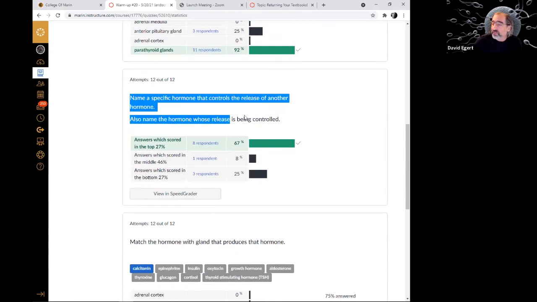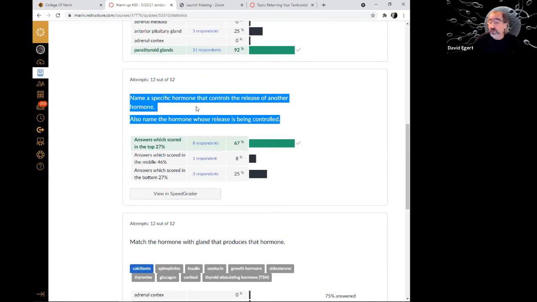This one said to name specific hormones. So tropic hormones, hormones that control the release of other ones. We looked at a bunch of these. They were actually all from the anterior pituitary. There was thyroid stimulating hormone, which talks to the thyroid gland to release thyroid hormone, and adrenocorticotropic hormone, which talks to the adrenal cortex to release cortisol.